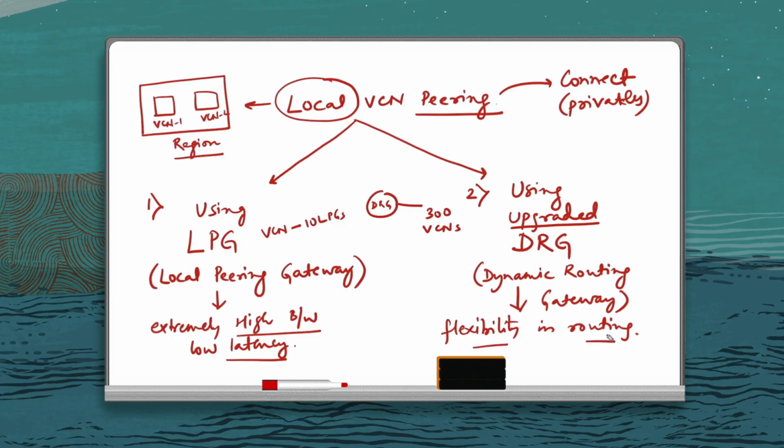So let's now talk about the first approach, and then we'll also talk about how we can configure local VCN peering using upgraded dynamic routing gateway. All right, this marks the end of part 1 of local VCN peering. We are going to continue the discussion in the next lesson.